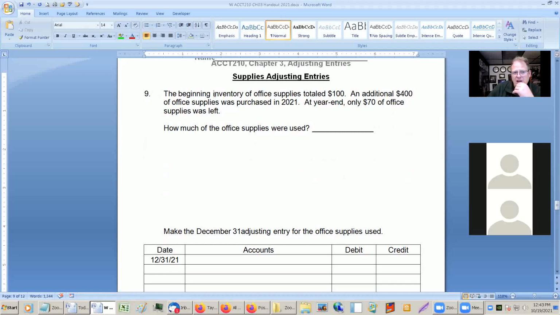Okay, so number 9, we had beginning inventory of office supplies. So beginning office supplies of 100. An additional 400 was purchased. At year end, only 70 of the office supplies were left.